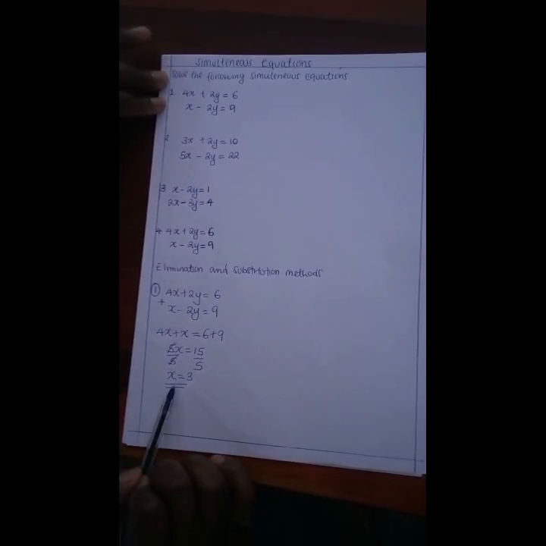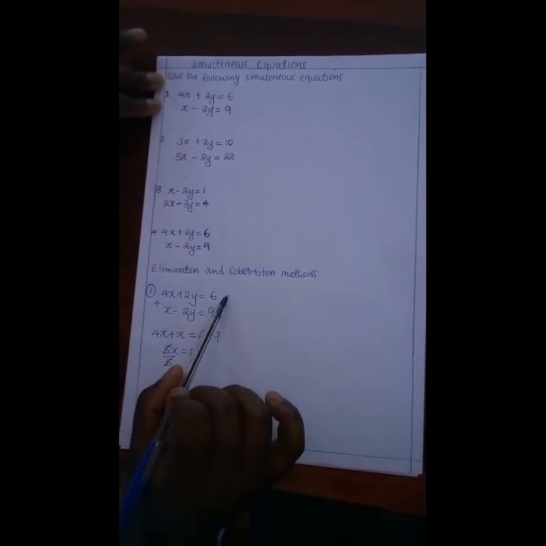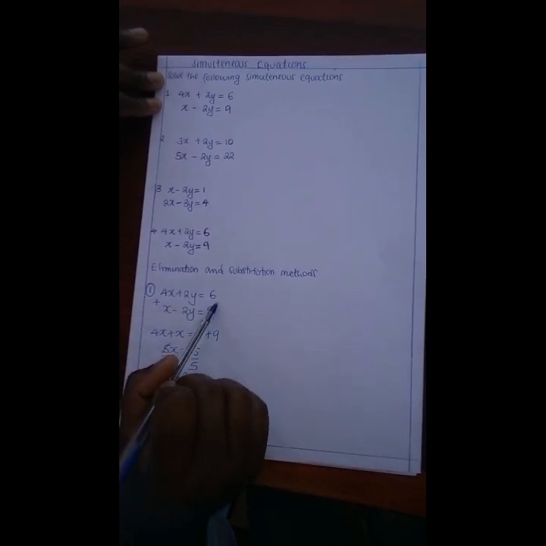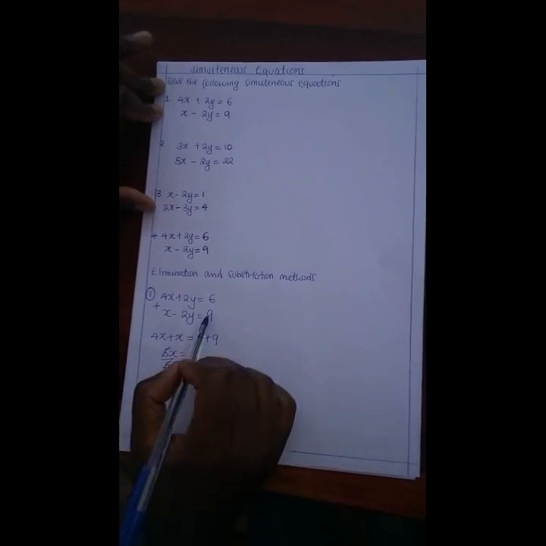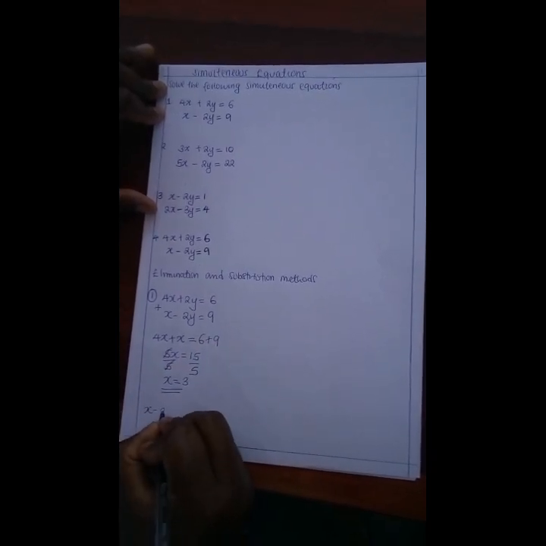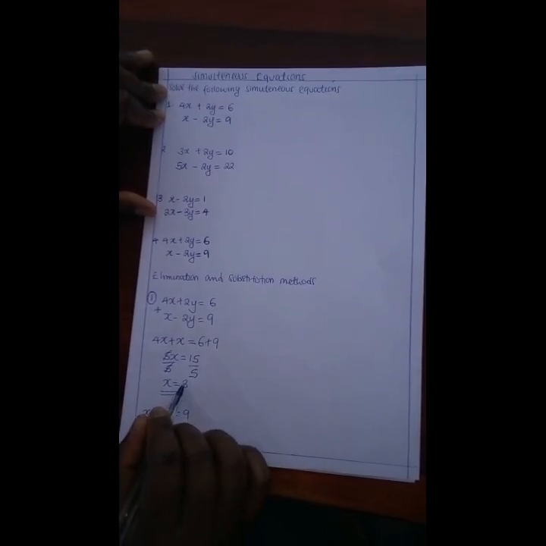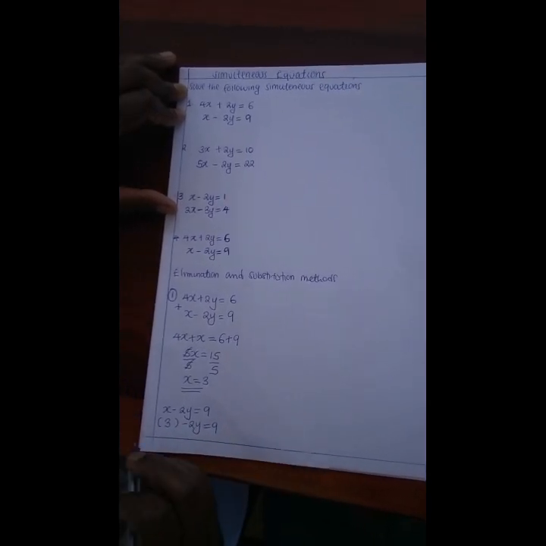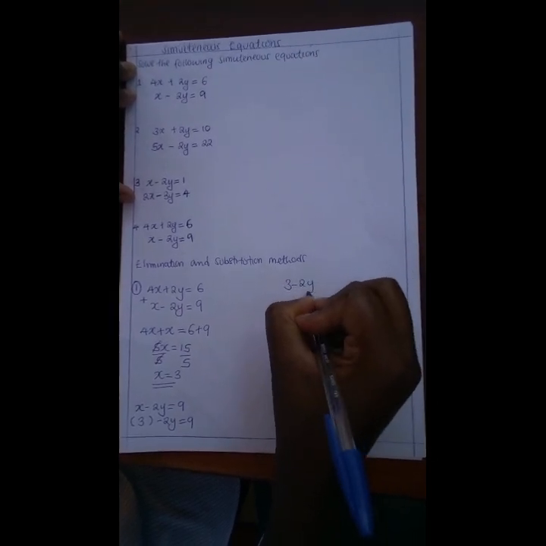So when you find one value of any variable, whether x or y, you go back to your original equations. You pick either equation 1 or 2 and substitute the value found in the picked equation. So let's use equation 2, which is this one: x minus 2y is equal to 9. I found the value of x, so where there is x, I'll put 3. But when I'm substituting, I'll put my 3 in brackets. So 3 minus 2y equals 9. Okay, let's continue from here.